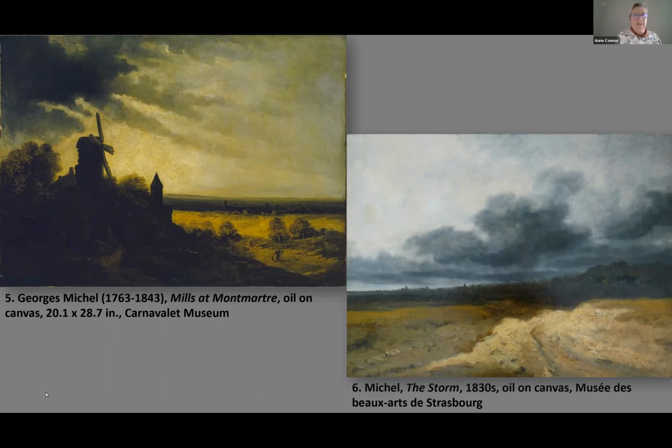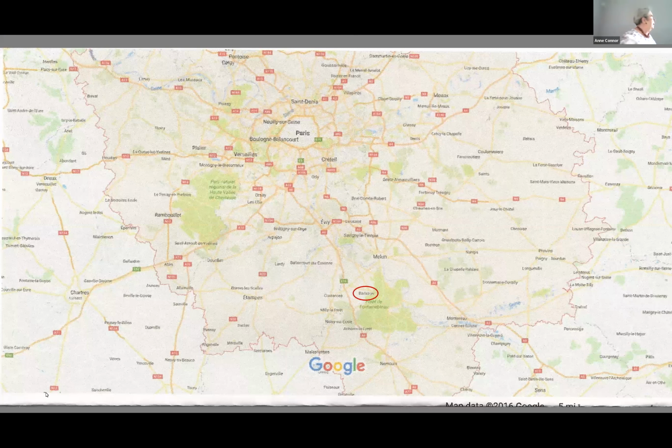Here it shows you the mills at Montmartre. Look at how this is still the countryside. When you know Montmartre nowadays, it's a busy street and so on. It's always very interesting, but there were many mills on the hill of Montmartre. And then the storm on the other side. Also a very good sense of light and the clouds, but he never really made it fame-wise.